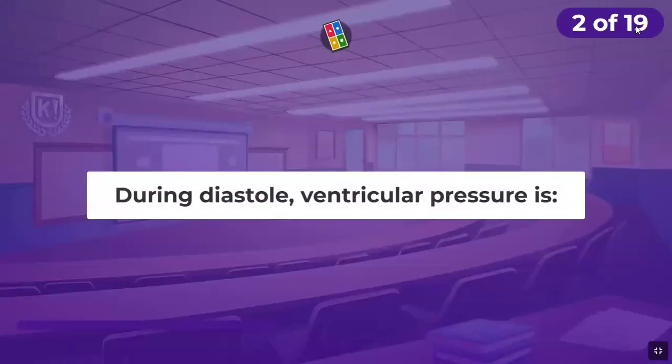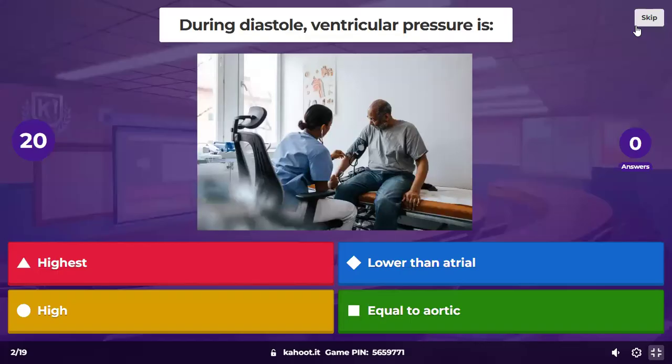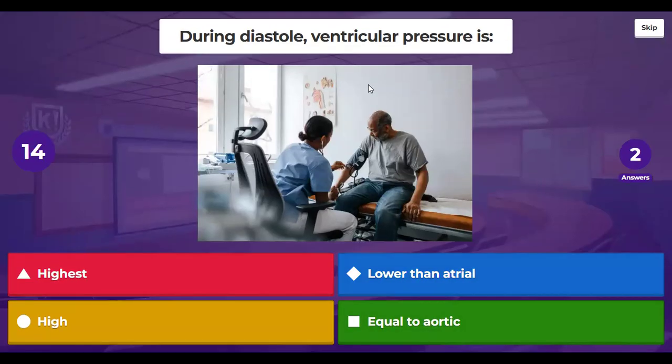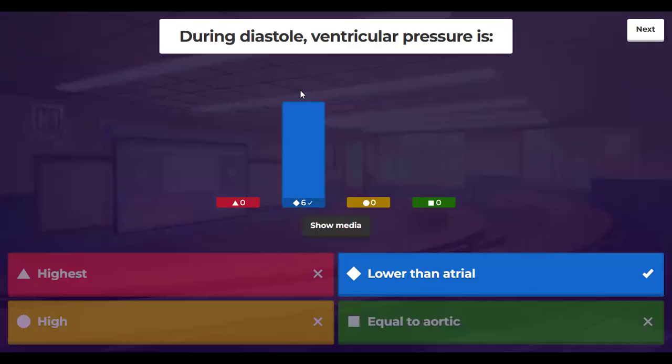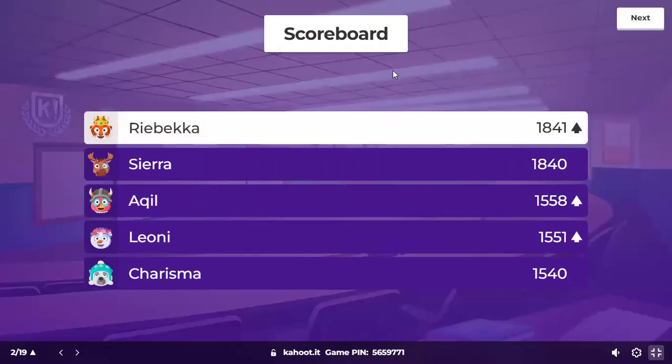Number 2. During diastole, ventricular pressure is: highest, lower than the atrial, high, or equal to aortic. During diastole, ventricular pressure is highest, lower than atrial, high, equal to aortic. Very good, lower than atrial. Very good. Next. All right. Okay. Very good, guys.